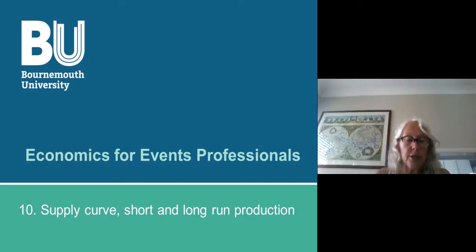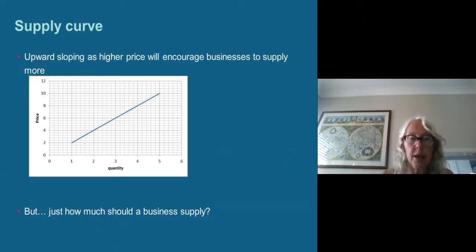Hello. So as you can see, this recording focuses on the supply curve and what's known as short and long run production. If we look at the supply curve, this is basically focused on how much a business would supply relative to price. And as you can see, there's this relationship that as the price goes up, a business is willing to supply more of something.